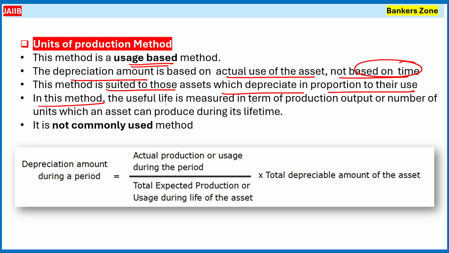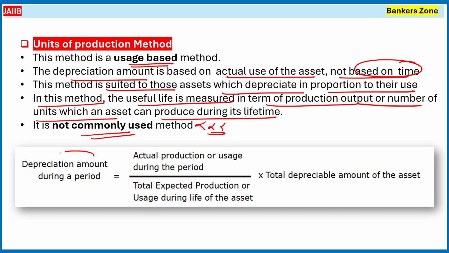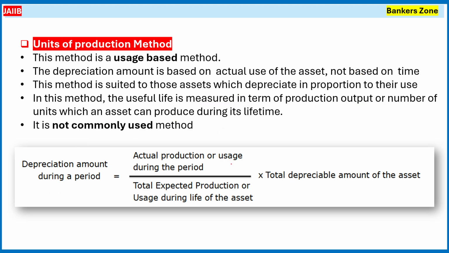In this method, the useful life is measured in terms of production output or the number of units which an asset can produce during its lifetime. That means simply how much we have used that asset. It is not a commonly used method. So what is the formula? Depreciation is nothing but the actual production divided by the expected production, multiplied by the depreciable amount. Very simple. Otherwise, you can use another formula. Simply, you can use what?